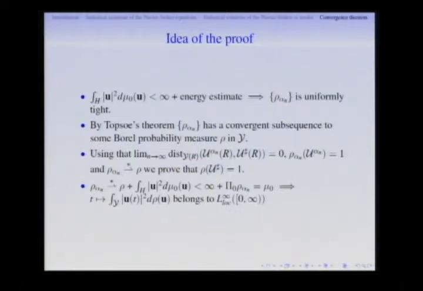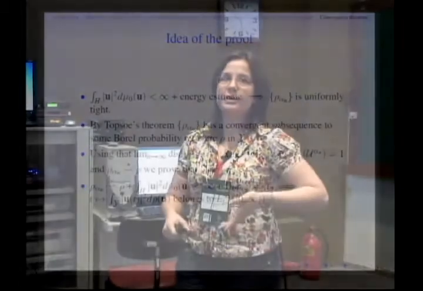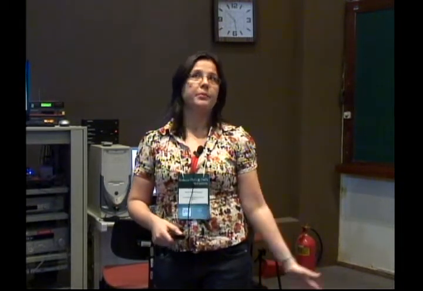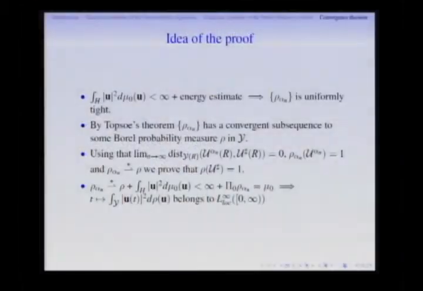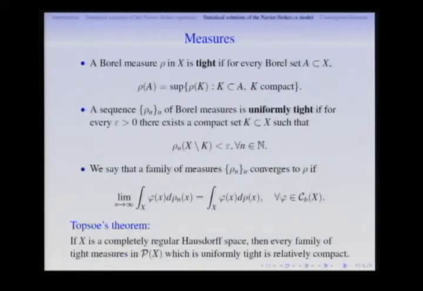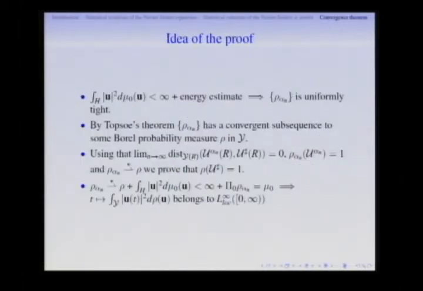And I forgot to put it here, but to obtain the convergence of the statistical solutions, we just use a change of variables in the integral, because here we just have to prove that the projection of this measure converges to the projection of this measure. And since it's in the sense of integrals, it's just a change of variables. It's not hard to obtain.